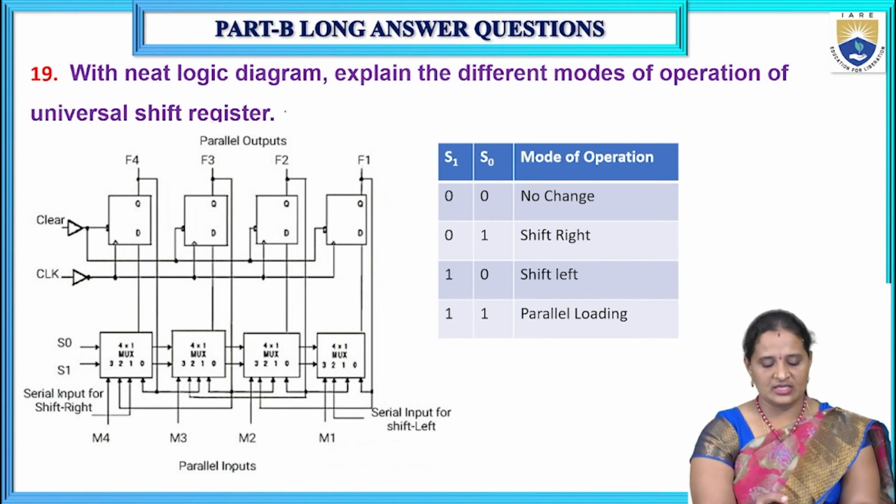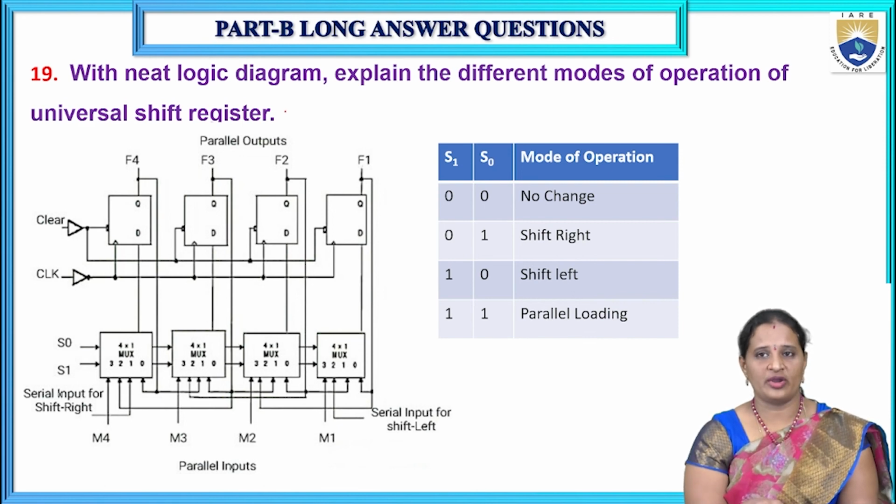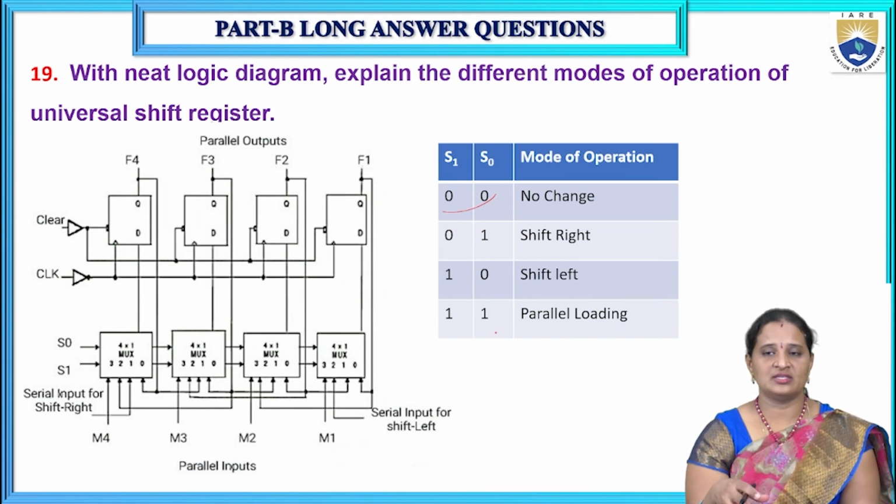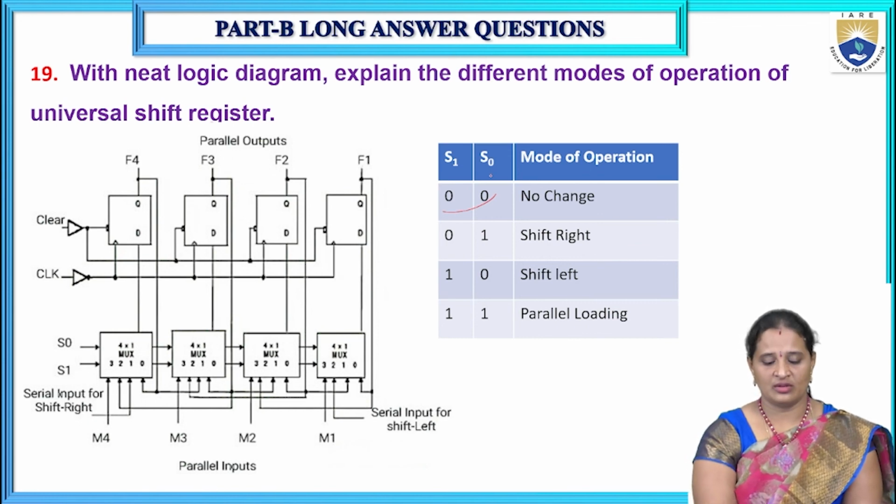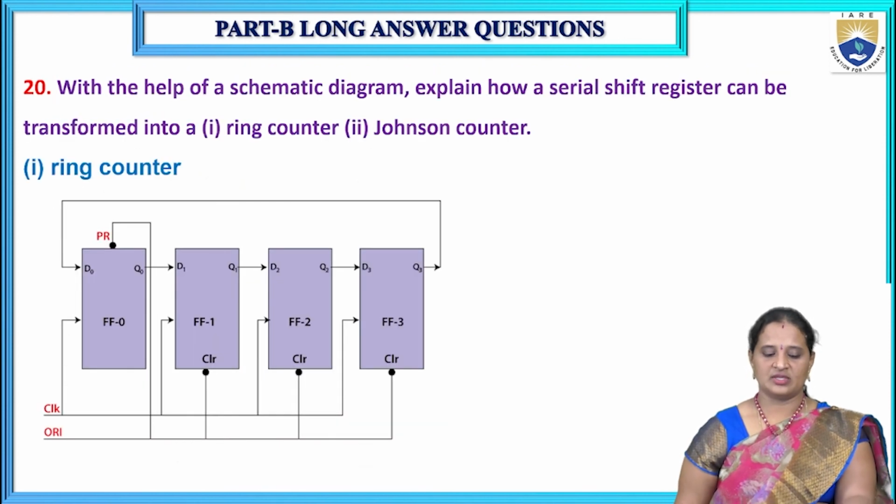So this is the circuit diagram. Explain a few points. What happens if the selection input is 00, 01, 10, 11, how the data is shifted to the left or shifted to the right, and how parallel loading is done. Just mention all the points so that you can get the full marks here.